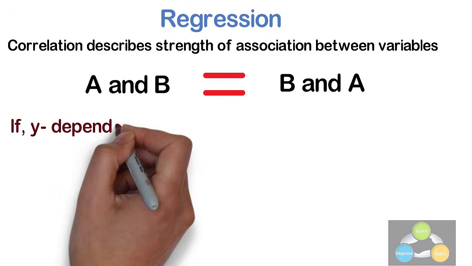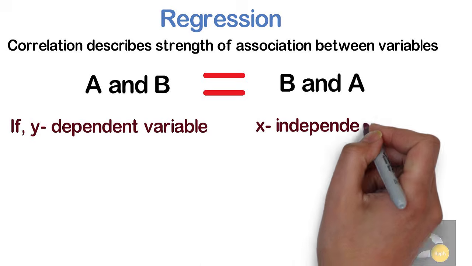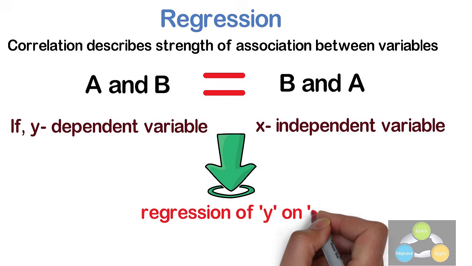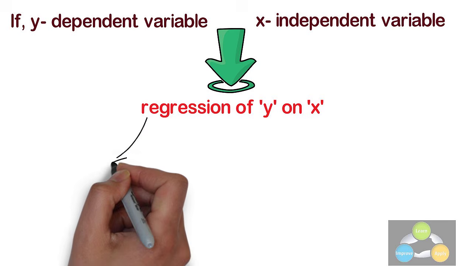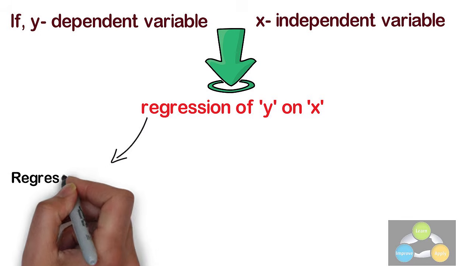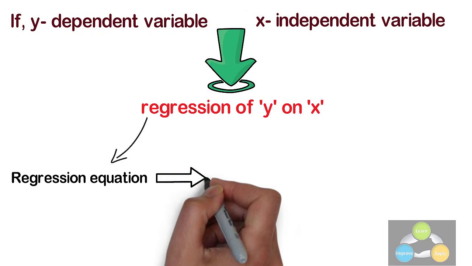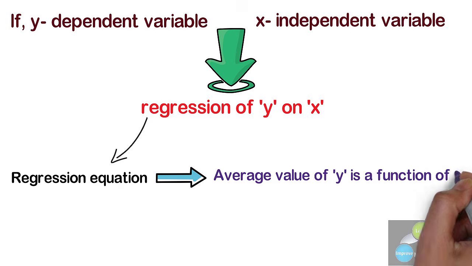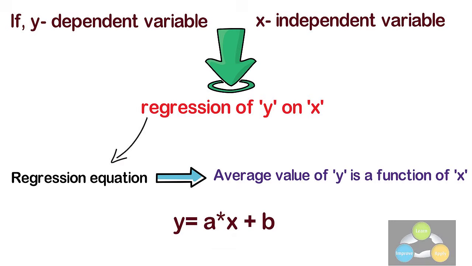If y represents the dependent variable and x the independent variable, this relationship is described as regression of y on x. The relationship can be represented by a simple equation called the regression equation. In this context, regression simply means that the average value of y is a function of x, that is, it changes with x. The regression equation representing how much y changes with any given change of x can be used to construct a regression line on a scatter diagram. In the simplest case, this is assumed to be a straight line.